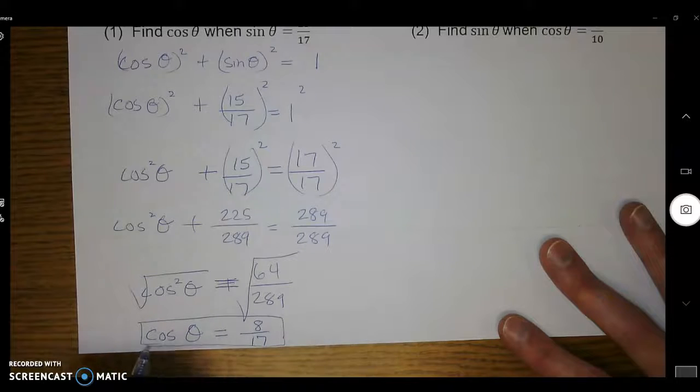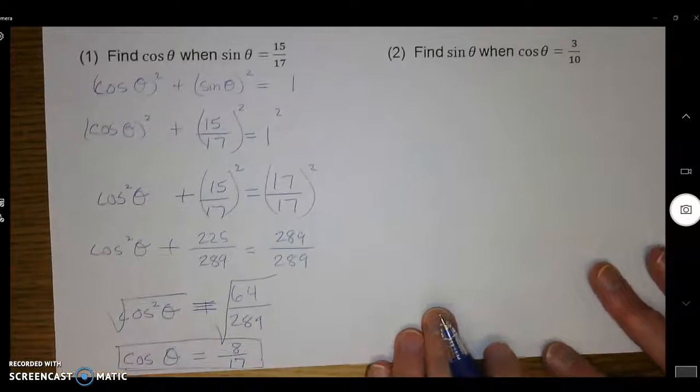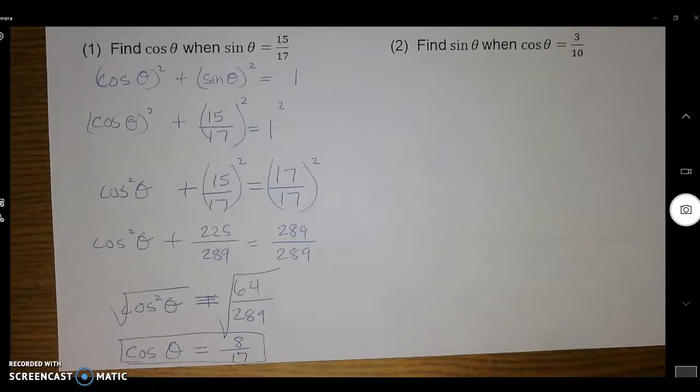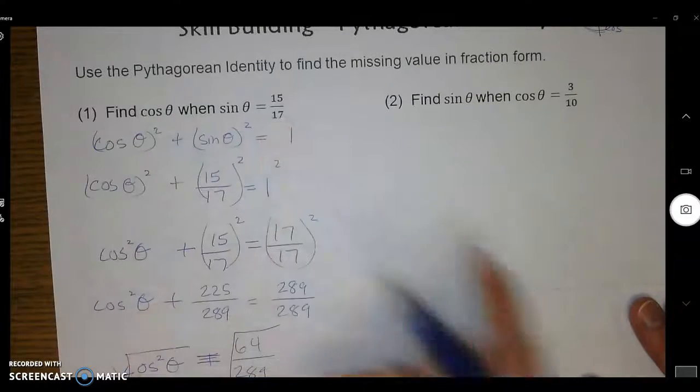Really seems like a very small circle if you think about it, because its radius is only 1, so both of its legs are under 1, which is why they're less than 17 over 17.